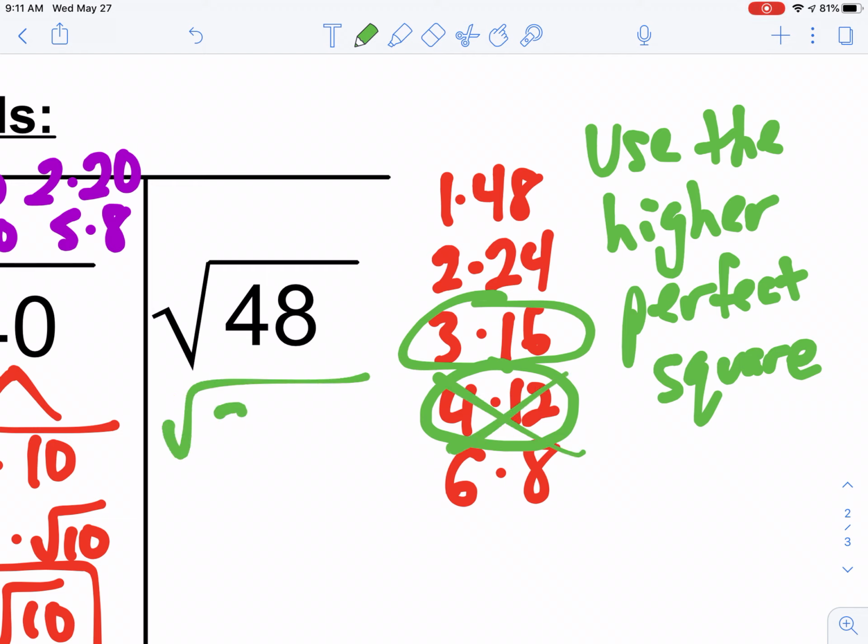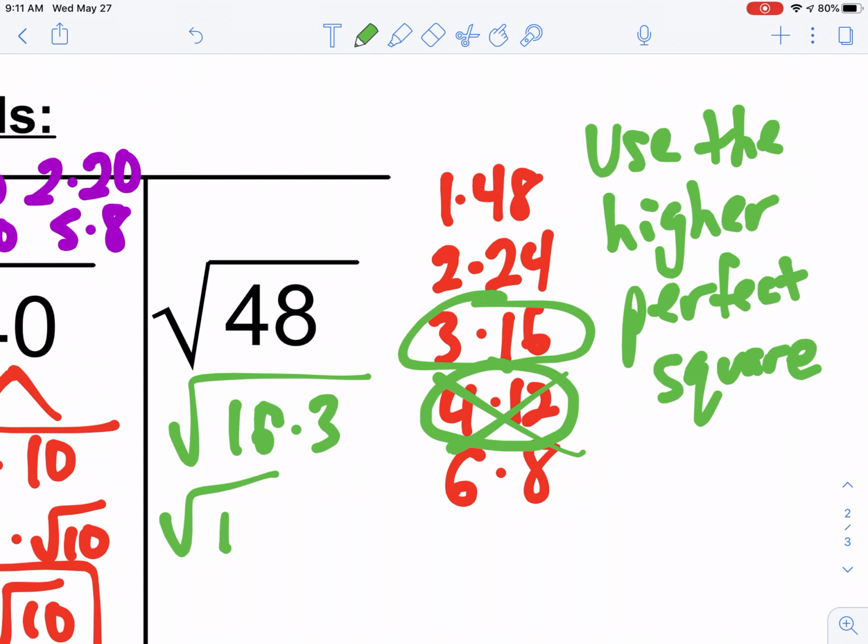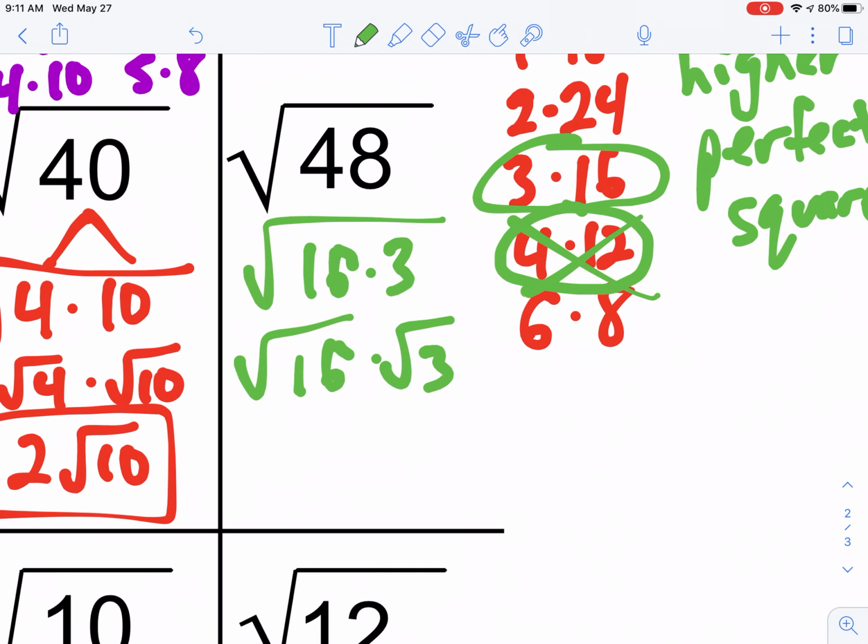So square root of 48 is 3 times 16. I should write it as 16 times 3, actually. 16 times 3. Square root of 16 times square root of 3. Square root of 16 we know is 4. Square root of 3 does not simplify, so our answer is 4 root 3.